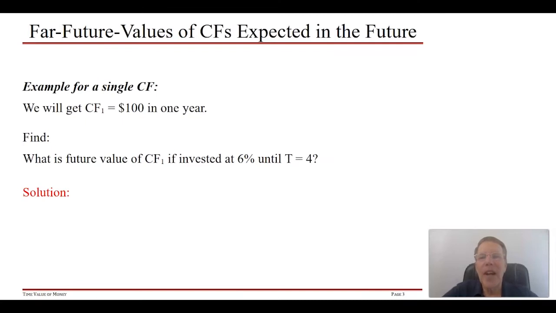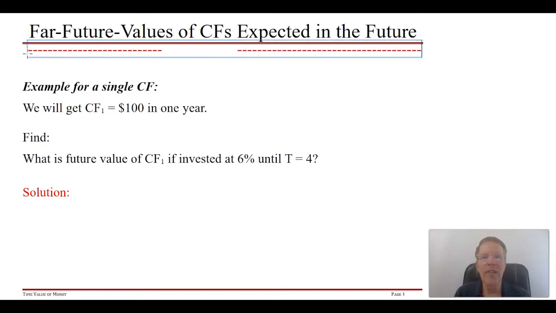All right, so far, as I said, we've been looking at projects where we've started at t equals 0, which we always define to be now, and then looking out into the future. So now we're going to do something a little bit different. We're going to look at far future values of cash flows that we get in the future, not at t equal 0. So let's look at a simple example to see how this works.